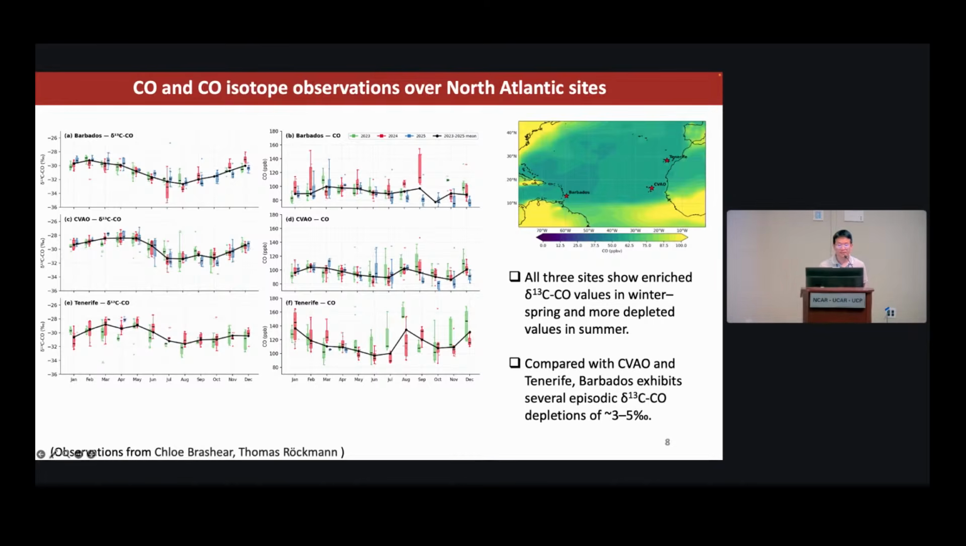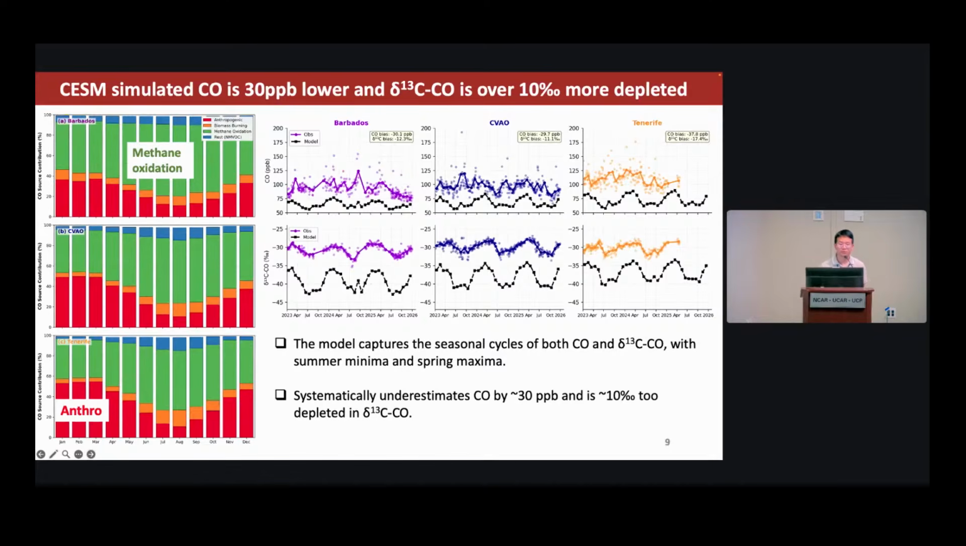So we first analyze whether the model can reproduce CO and also CO isotopes. Here the left bar plot shows the seasonal changes of the different CO sources. Here we can find methane oxidation, as noted by the green bars, is the dominant CO source over the three sites. Another contribution is anthropogenic CO. And in the summer seasons, methane oxidation can contribute more than 60% of the CO.